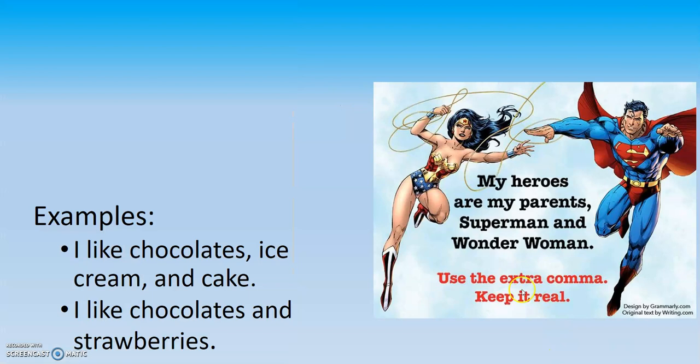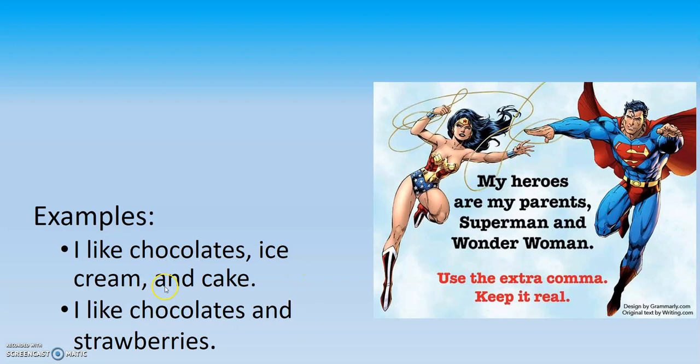Okay, take a look at this example. My heroes are my parents, Superman, and Wonder Woman. Okay, so in this case, we have a list of things. Maybe I'll look at this example first. I like chocolates, ice cream, and cake. So I have a list of 3 items. I use commas to separate out those items in my list. In my second sentence, I like chocolates and strawberries. So I have just 2 items in my list. When you have 2 items in your list, you actually don't use a comma.